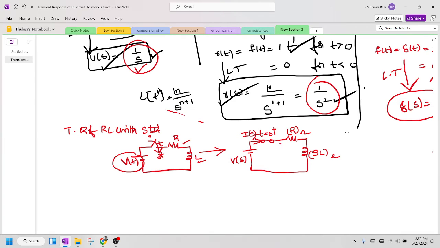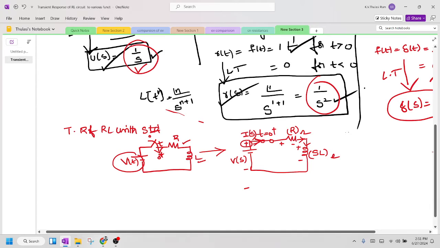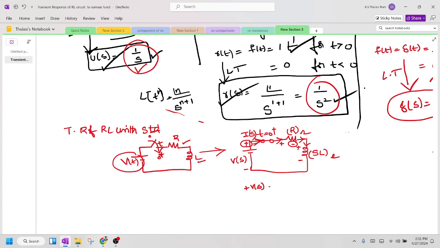Whenever the current is entering, the entering terminal is positive and the leaving terminal is negative. The current is flowing like this: the entering terminal is positive, the leaving terminal is minus. For the voltage source, the current is leaving, so the polarity of the voltage is plus. I'm going to write it as plus V of S. Current is entering at the positive terminal and leaving at the negative terminal, so the drop is minus I into R, where I is I of S and the resistance is R.